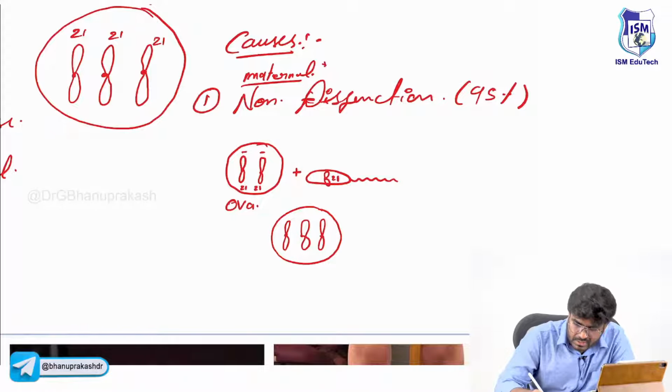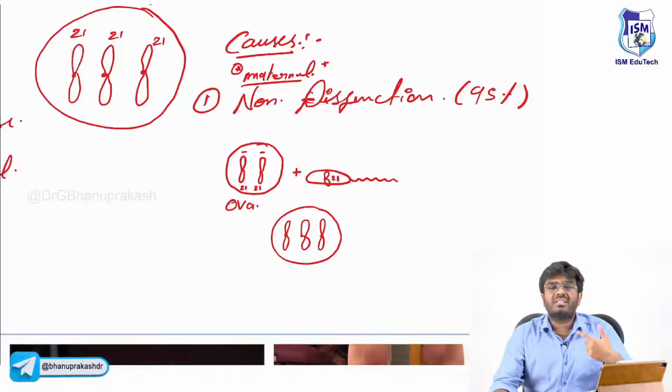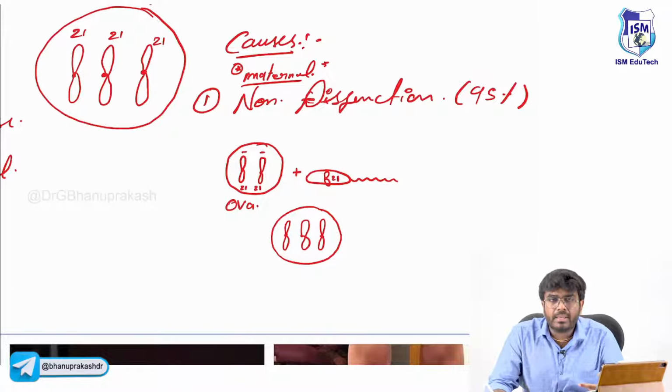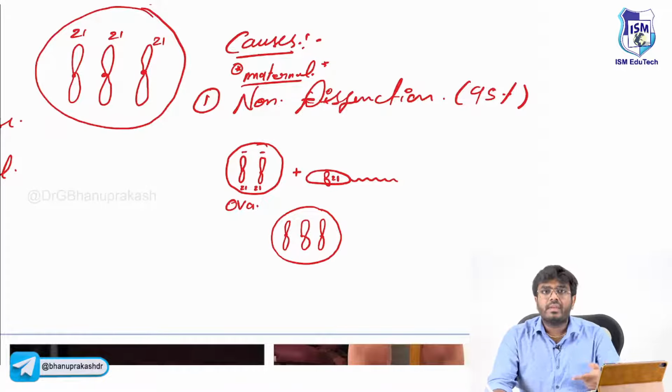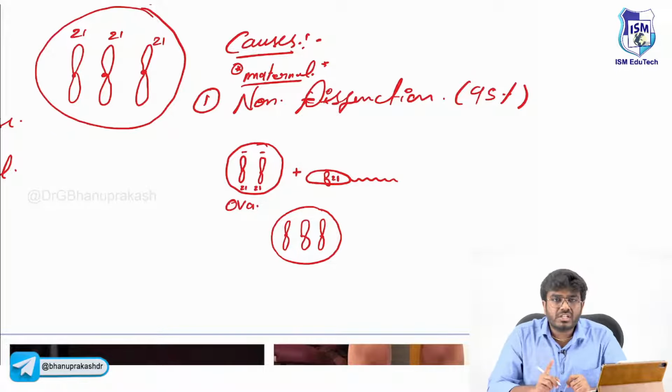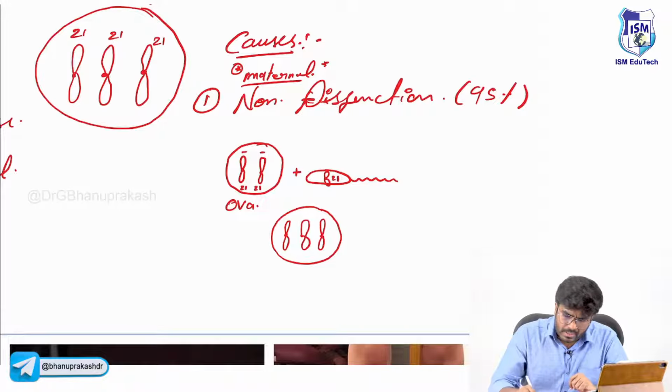So as the mother's age is increasing, the quality of the oocytes she is producing will gradually decrease. There will be more and more non-disjunctions happening. Because of this non-disjunction, there can be Down syndrome. In 95% of the cases, there is a maternal non-disjunction during meiosis.